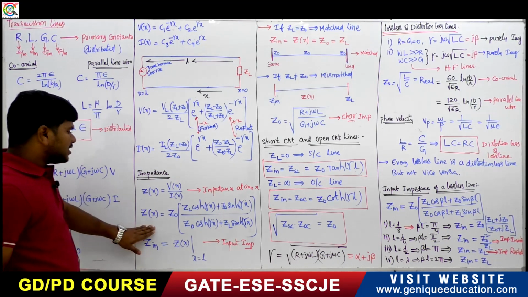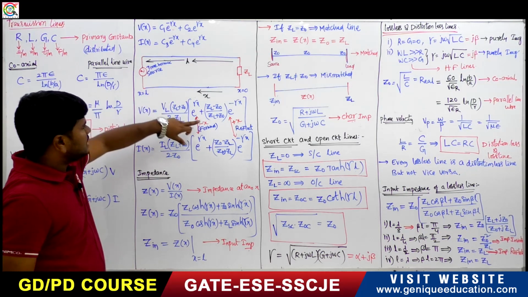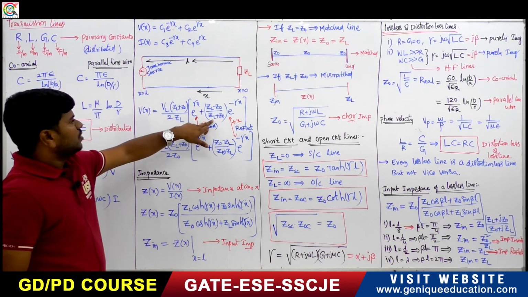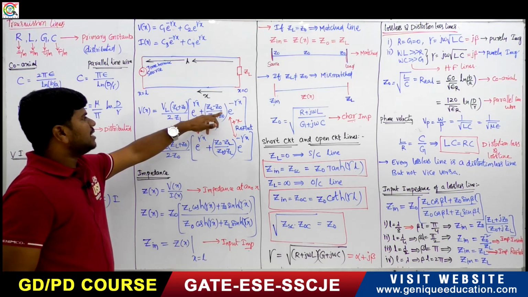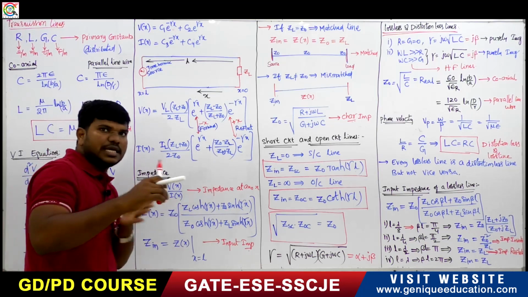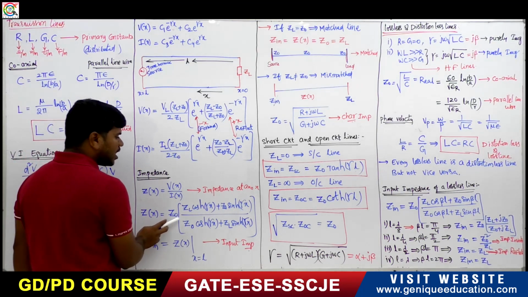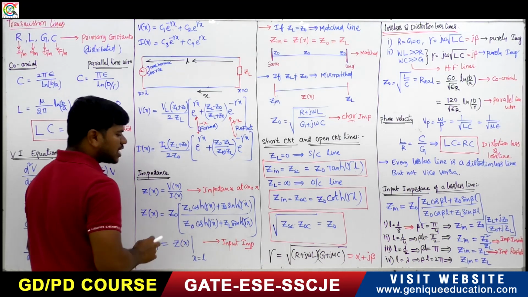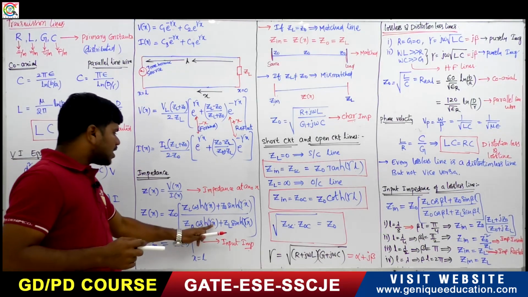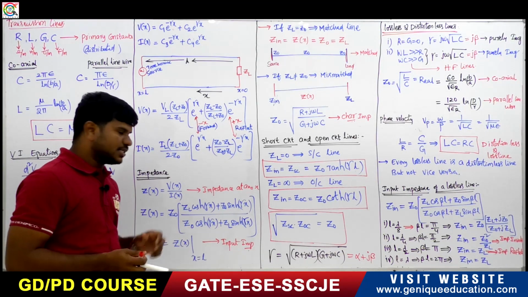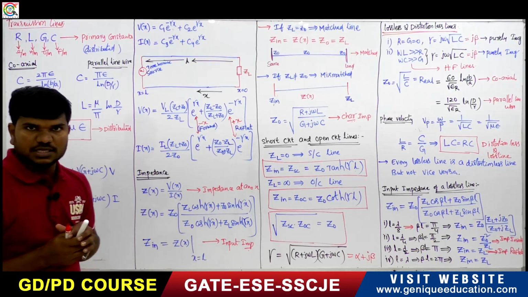So Z of x is equal to, if you rearrange these equations, suppose you take the LCM: (ZL plus Z0) into e power gamma x plus (ZL minus Z0) into e power minus gamma x, and you rearrange these equations, then you will get Z of x is equal to Z0 into (ZL cosh gamma x plus Z0 sinh gamma x) divided by (Z0 cosh gamma x plus ZL sinh gamma x). So what are sinh and cosh? These are called the hyperbolic functions.